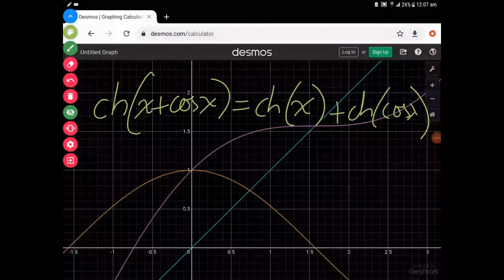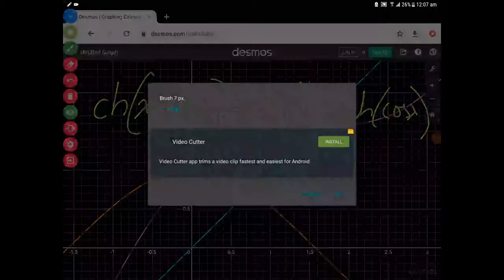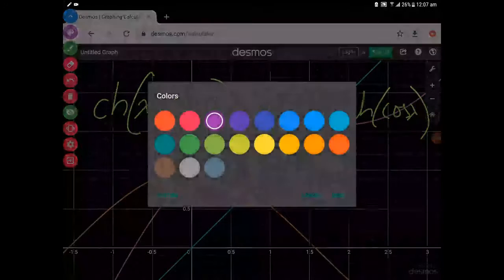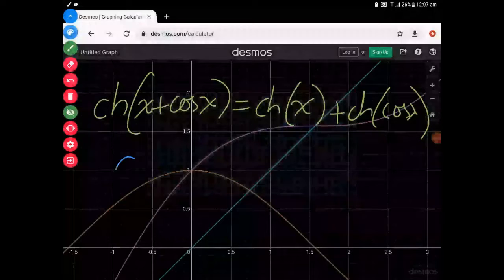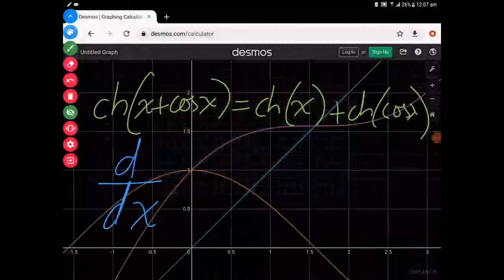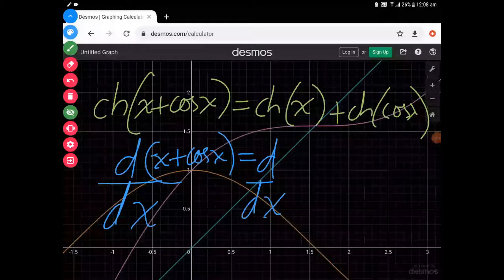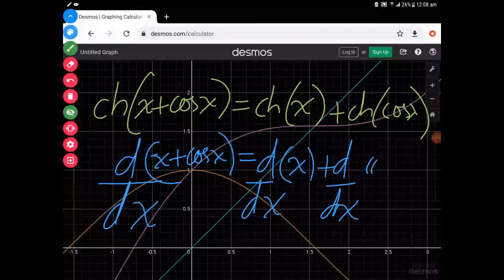So now looking at that, we can understand what happens with a differential. The changes in output with respect to the changes in input are called differential. When the change in input is almost zero, approaching zero, that is what differential is. In the same way, d by dx of the function is equal to d by dx of x plus d by dx of cos x.